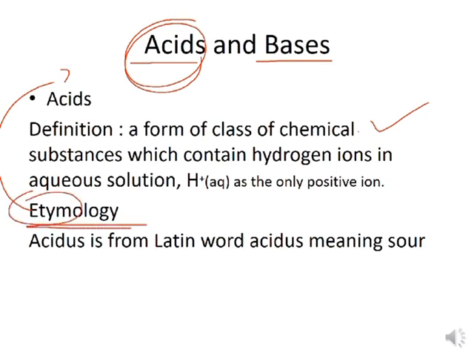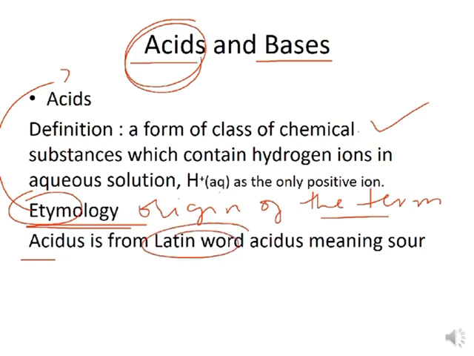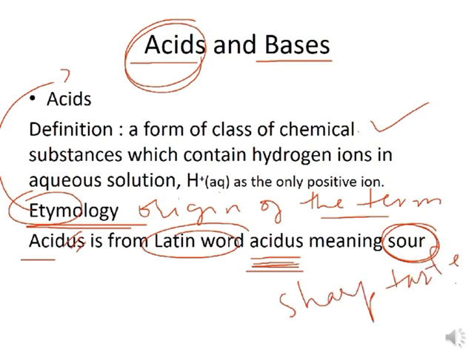Etymology is basically the study of the origin of the term, like where we get this term acid from. Acid is a Latin word. It is derived from the word acidus, and it means sour, having a sharp taste. So something having a sharp taste is known as acid.